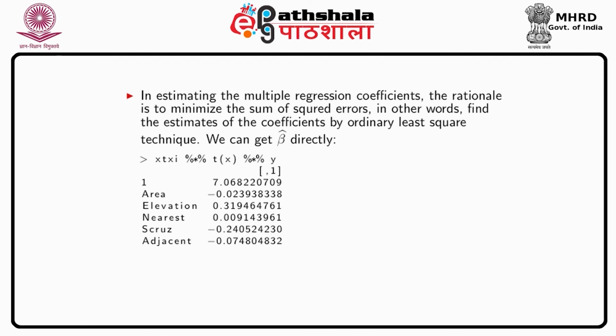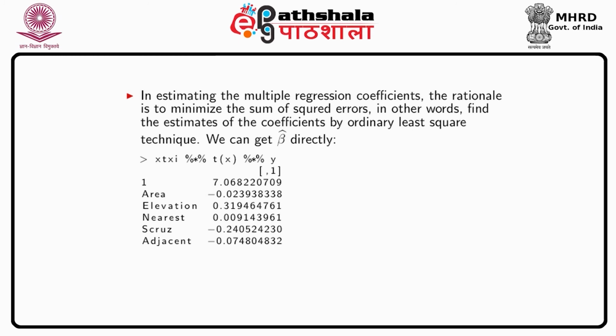In some previous modules, we have discussed what the mechanism of ordinary least square methods are. So here we will demonstrate in R how we are finding the estimates of beta. Using the OLS technique, we can get beta hat directly by writing the following function: x prime x inverse multiplied by transpose of x multiplied by y.